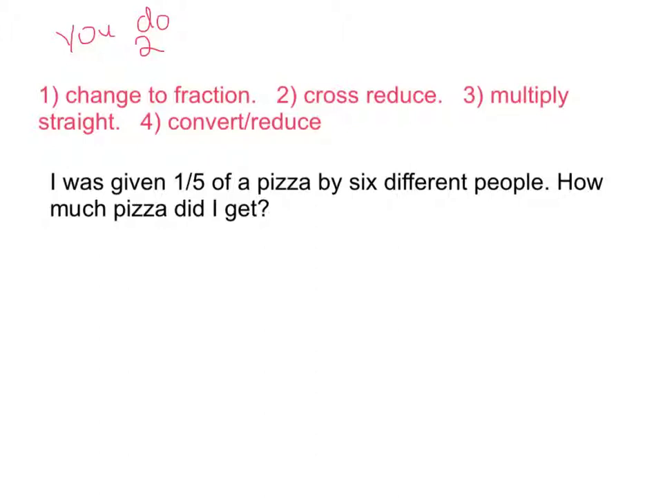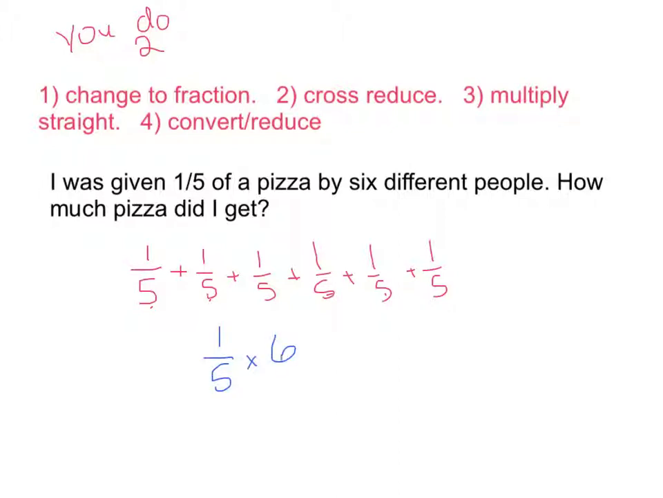Okay, so now you have some sort of an answer. I was given 1/5 of a pizza by 6 different people. So really what I'm looking at is 1/5 plus 1/5 plus 1/5, because I got 1/5 from him, and then 1/5 from her, and so on: 1, 2, 3, 4, 5, and 1/5 again. Just like with whole numbers, anytime you're repeatedly adding numbers together, you do the shortcut of multiply. So I would do 1/5 times 6.